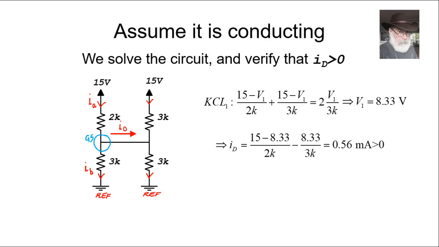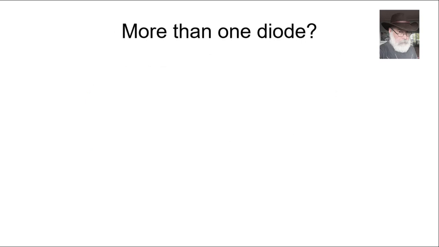If we have more than one diode, let's say we have two diodes, in that case we have four possibilities. Both are off. The first one is off and the second one is on, or vice versa, or both diodes are on at the same time. So we have four different circuits to solve and verify all the conditions to make sure which one of the four configurations is the correct one.